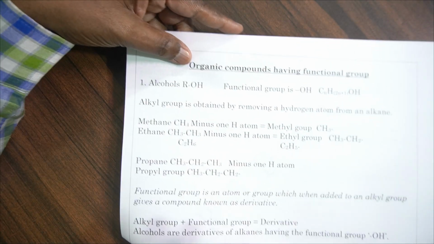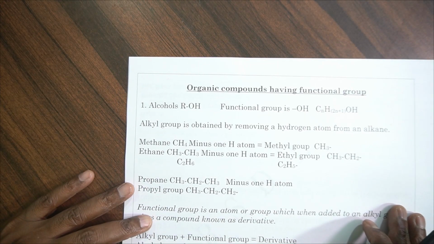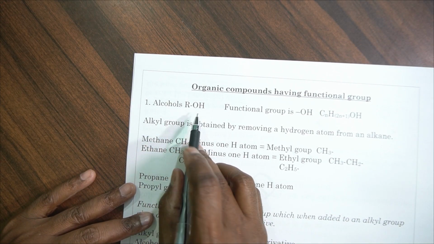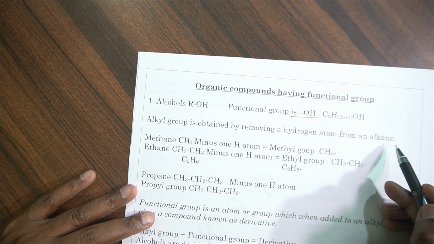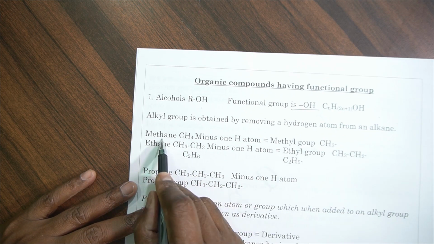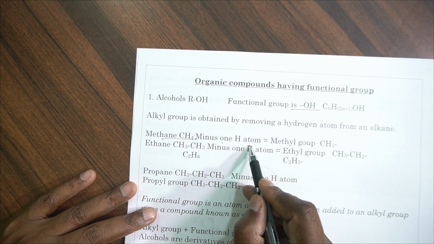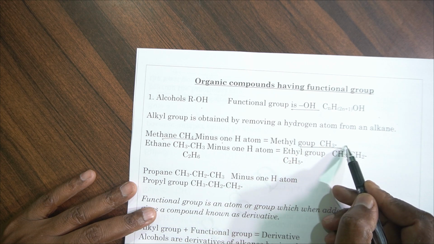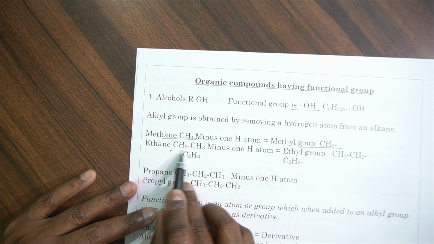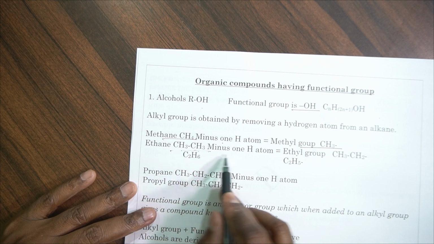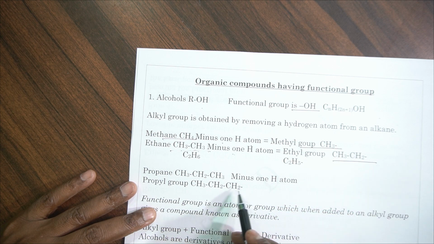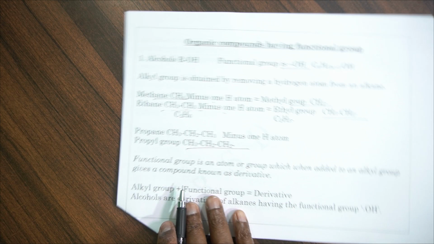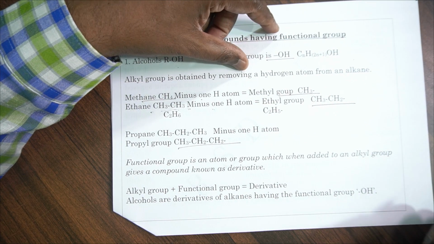Let us take a compound. Now alcohols, organic compounds having functional group. Alcohols, what are alcohols? The functional group is OH. So here we have a general formula. Alkyl group is obtained by removing a hydrogen atom from an alkane. Example, methane CH4. If you remove one hydrogen, you get methyl group CH3 dash. One bond is open. Ethane C2H6 or CH3 dash CH3. One hydrogen is removed, you get ethyl group. And same way we get propyl group. So if you remove one hydrogen from any alkane, what you get is the alkyl group.